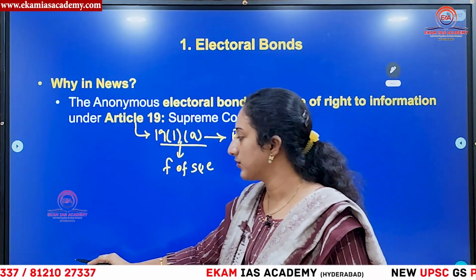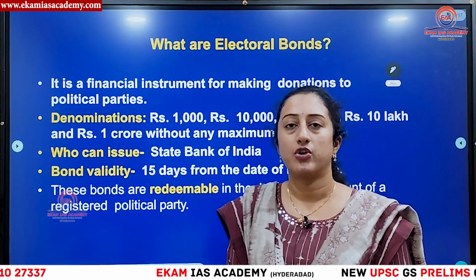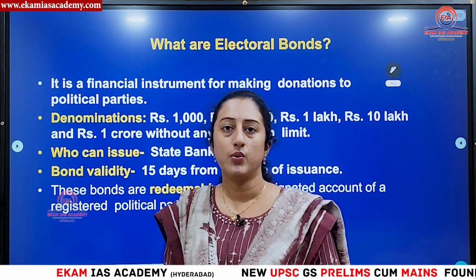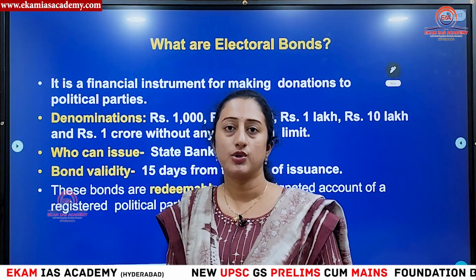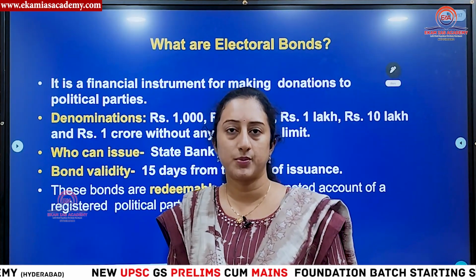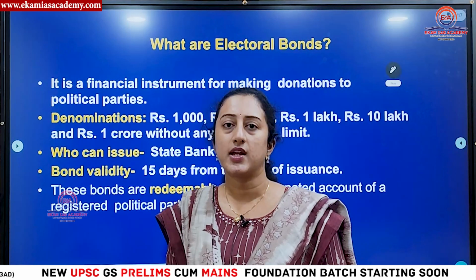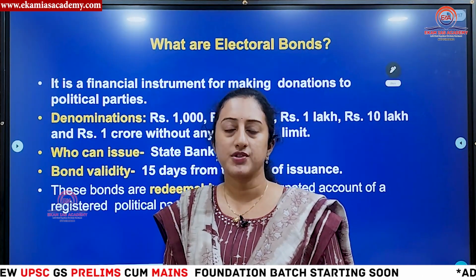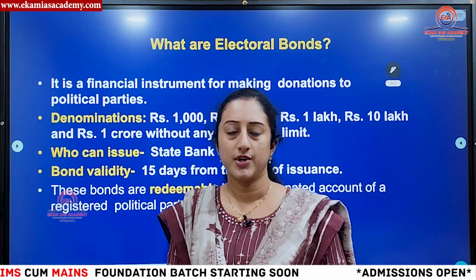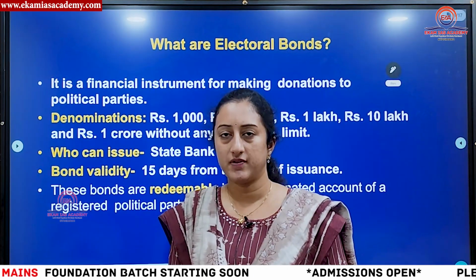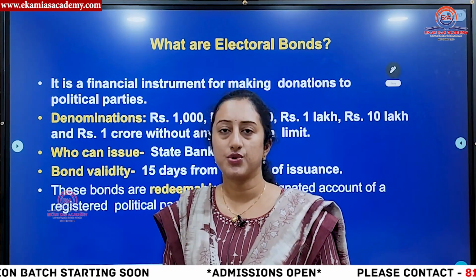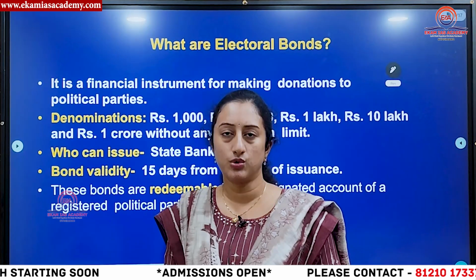So what did the Supreme Court say about anonymity? Under the electoral bond scheme, one major criticism is donor secrecy or privacy. That means the identity of those who contributed political funding to the political parties is not revealed. Because of this, the electoral bond scheme as a whole attracted huge criticism. The Supreme Court said that maintaining donor privacy or secrecy violates the constitutional fundamental right to know information.